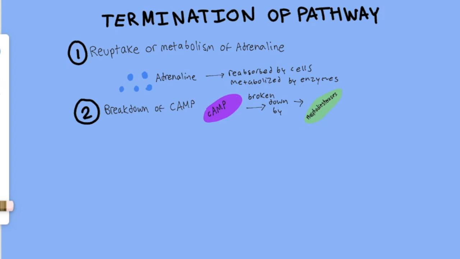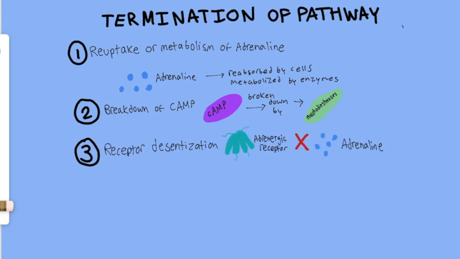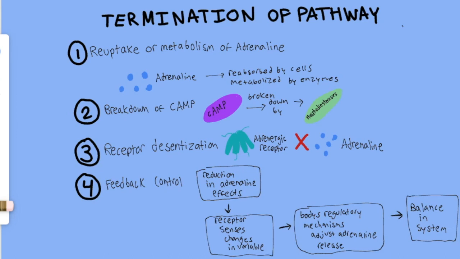3. Receptor desensitization. Adrenergic receptors on the cell surface gradually become less responsive to adrenaline. This desensitization occurs as a result of continuous stimulation, helping to prevent an overactive response. 4. Feedback control. The body's regulatory mechanisms sense the reduction in adrenaline's effects and adjust the release of adrenaline accordingly, maintaining a balance in the system.